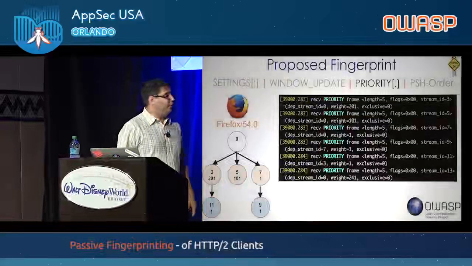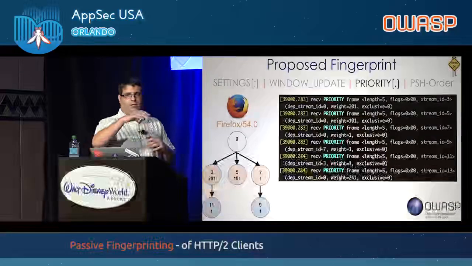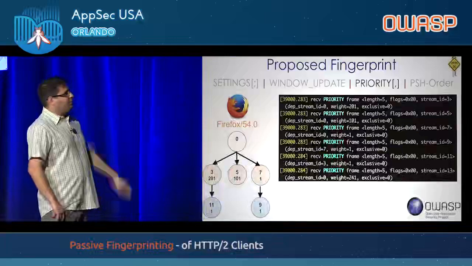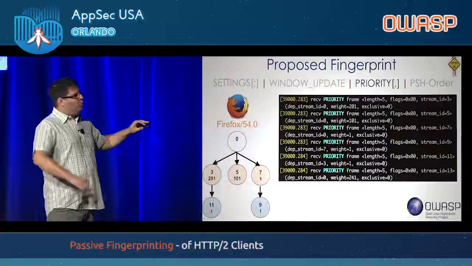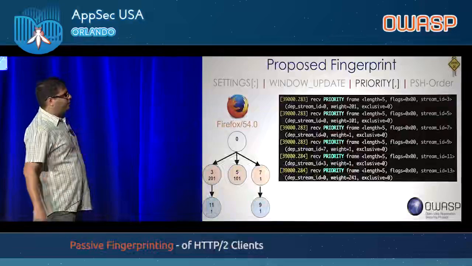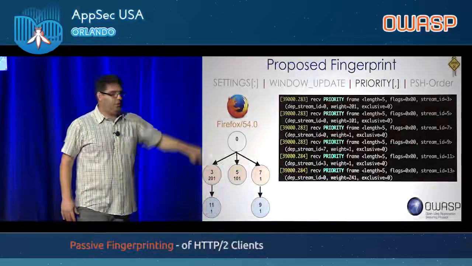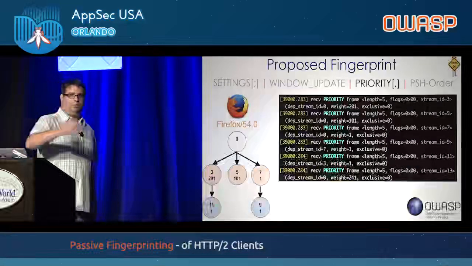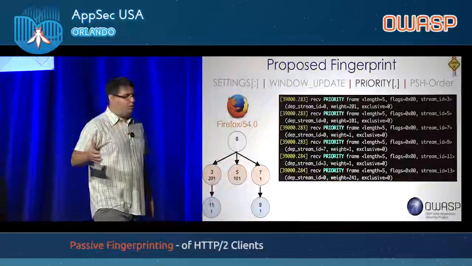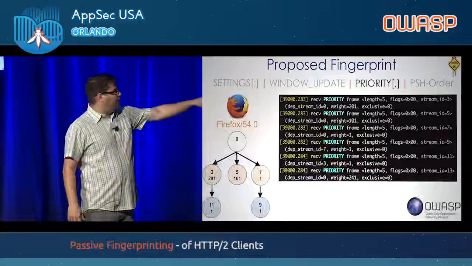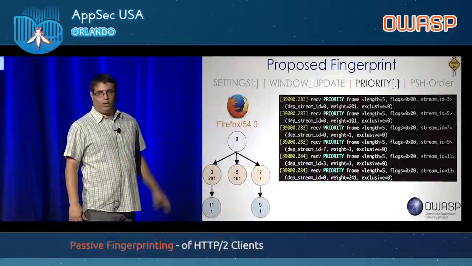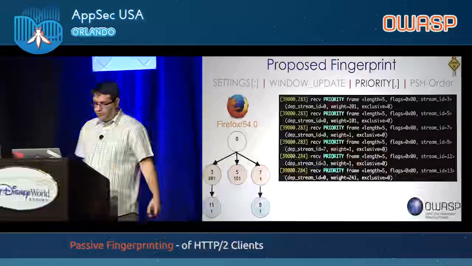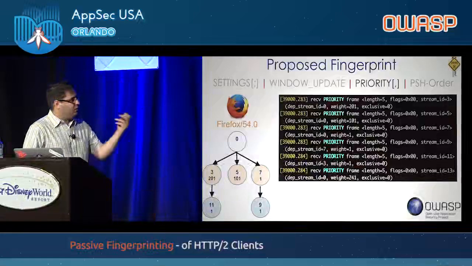This is an example from Firefox. I did not include the former settings and window update frames. You already saw them. But you can see that Firefox, upon initiating a connection, would create that tree structure, where it would create three main streams, numbered 3, 5, and 7. Remember, streams which are initiated by the client are always odd. And look at the weights. For stream number 3, the weight is 201, and that would be a high priority stream. And we have stream number 5 with a weight of 101, and so on and so forth.